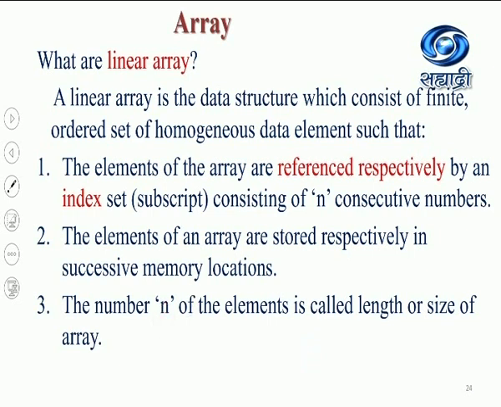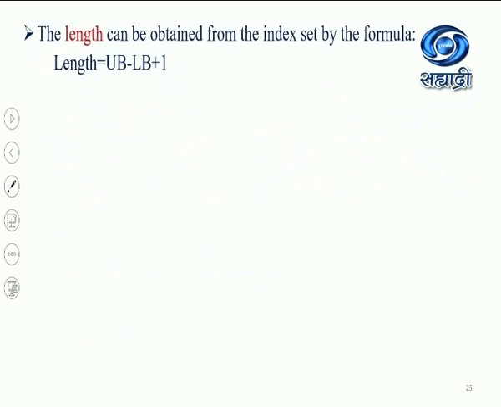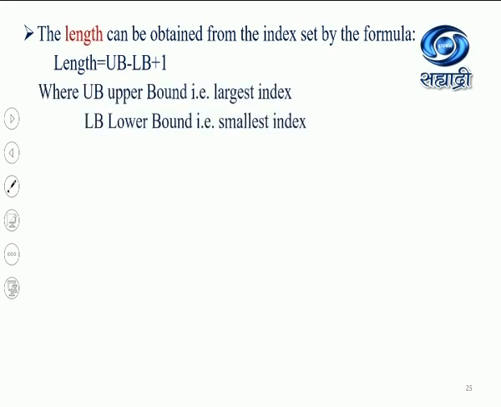The number n of elements is called the length or size of the array. Here the length can be found by using this formula: length is equal to ub minus lb plus 1, where ub is the upper bound and lb is the lower bound. The subtraction ub minus lb plus 1 gives you the length of the array, that is, how many elements are stored in the array. So the length can be obtained from the index set by using this formula.